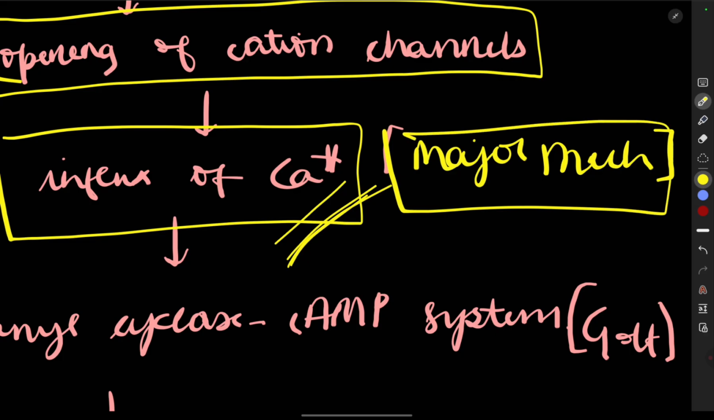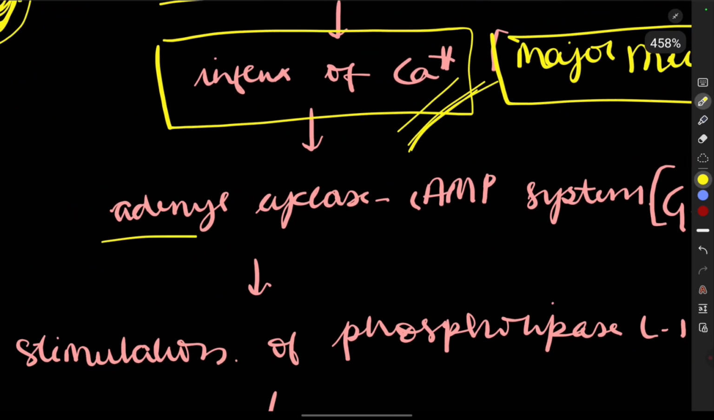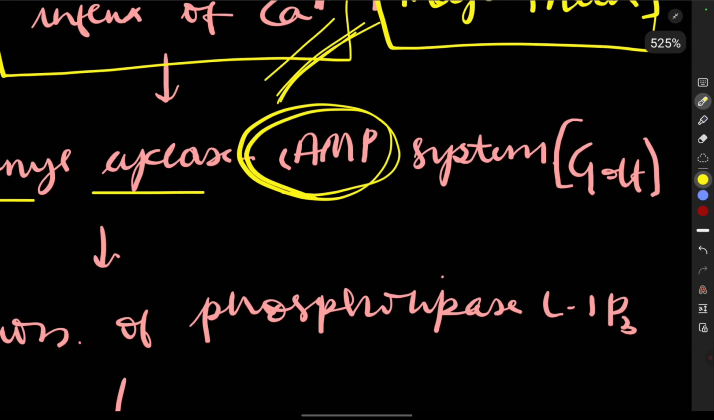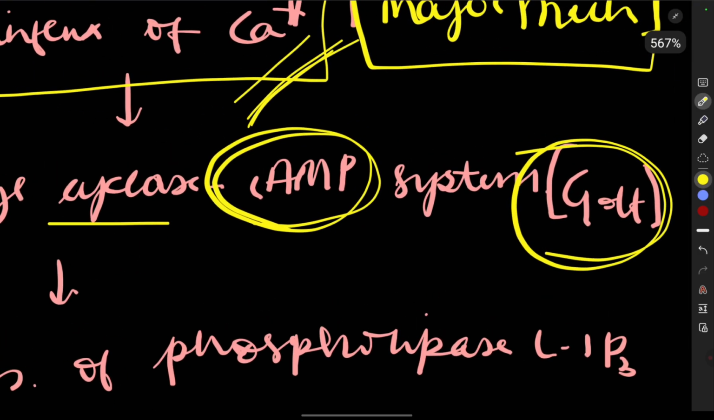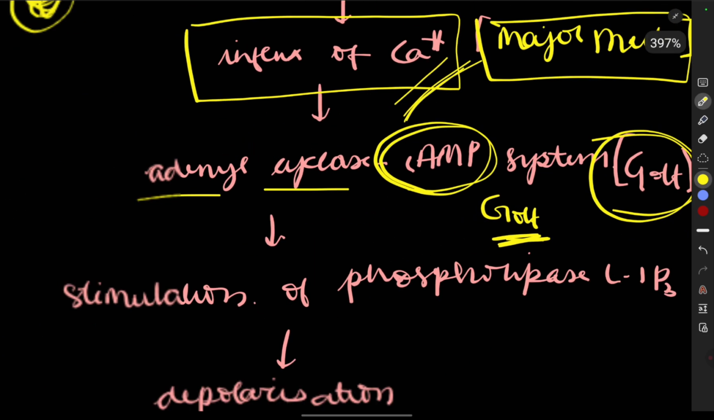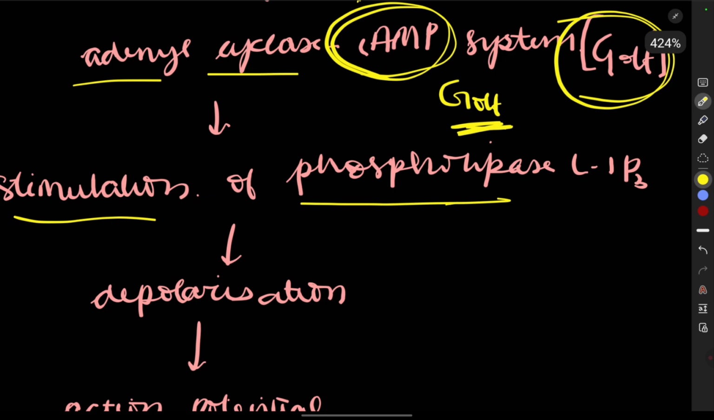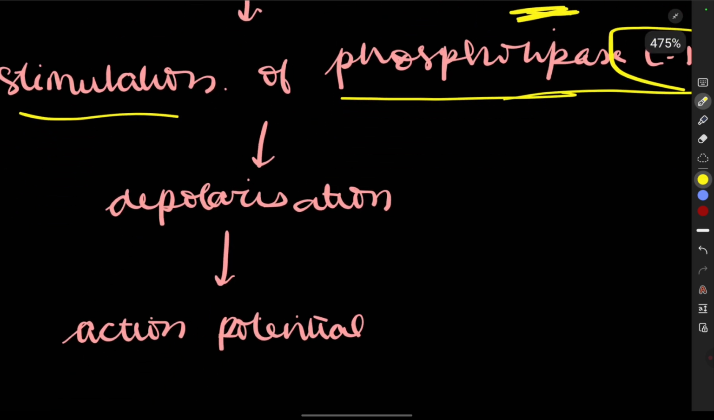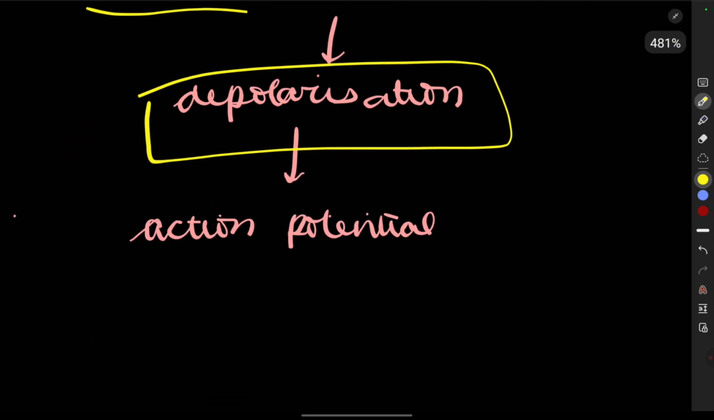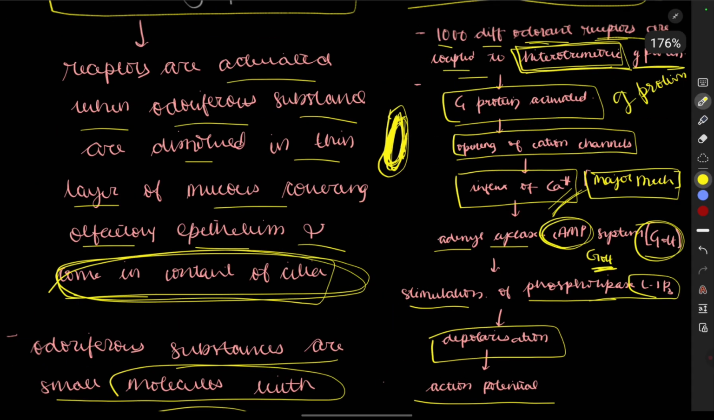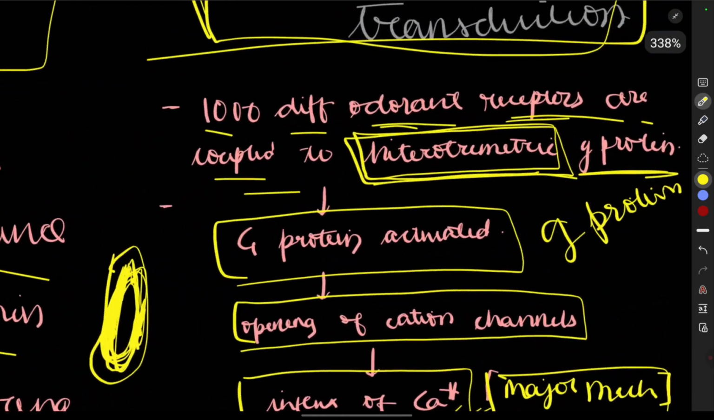This mechanism is the major mechanism, and the adenylyl cyclase, that is the cAMP system, gets activated by the G protein, which we write in subscript as olf. Now this stimulates the phospholipase and it causes depolarization. Action potential is generated. So this is the mechanism of the olfactory transduction.